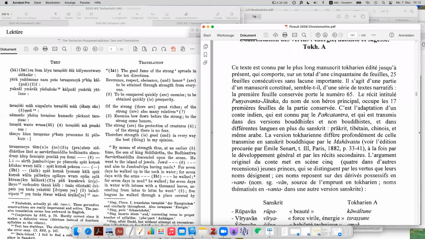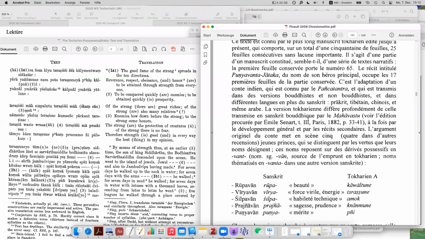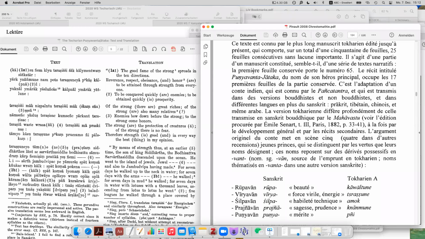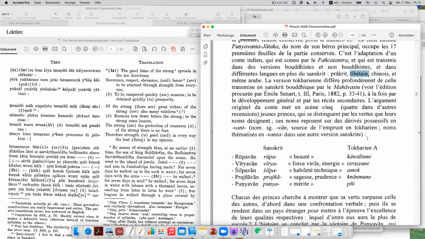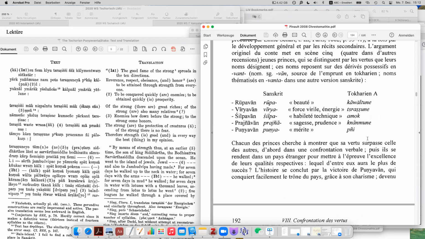As I have explained last time, this text is called Punyavanta Jataka, and we have several parallel texts, either in Prakrit, to be specific, Pali, and also in Tibetan, in Chinese, and also in Sanskrit. And in this story, we have actually 5 figures.